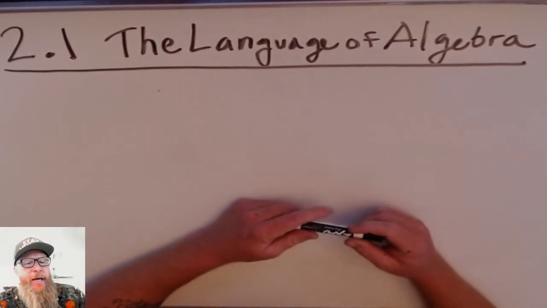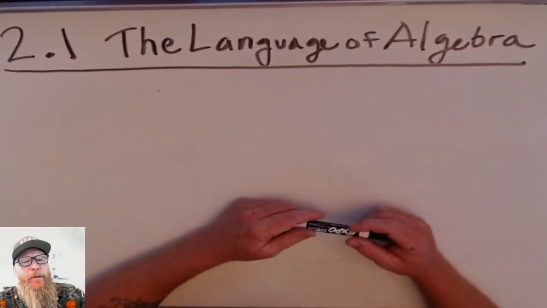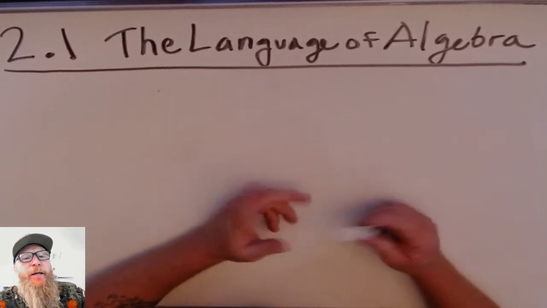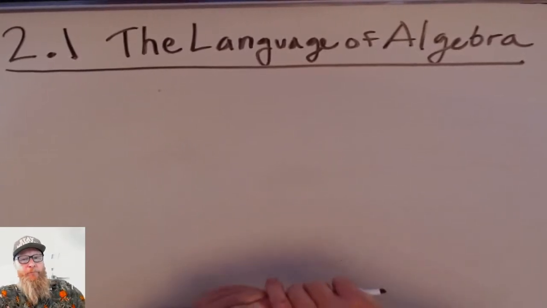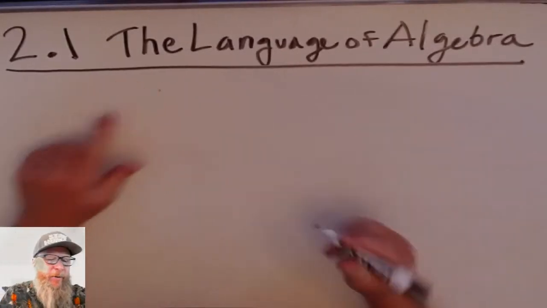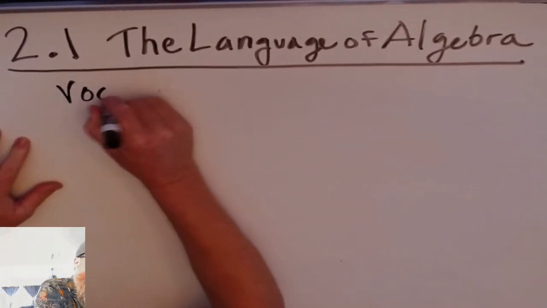Hey, it's Dr. J. Today we're going to start studying algebra, chapter 2, section 1, the language of algebra. And we'll just go ahead and get started with some very important vocabulary.